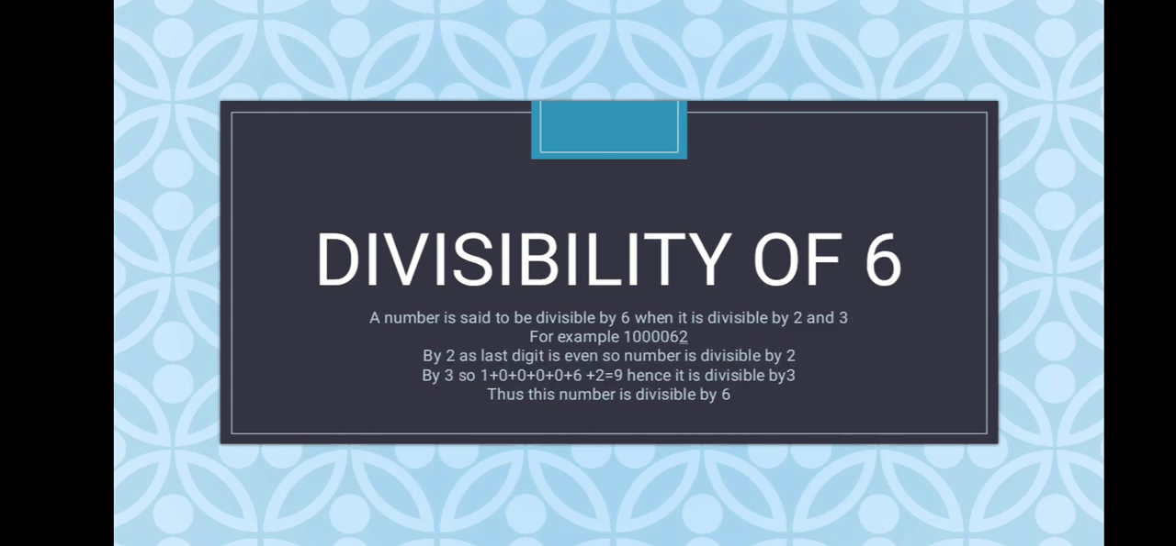Divisibility rule of 6. A number is said to be divisible by 6 when it is divisible by both 2 and 3. For example, 1000062. By 2: as the last digit is even, it is divisible by 2. By 3: if we do so, 1 plus 0 plus 0 plus 0 plus 0 plus 6 plus 2 is equal to 9. Hence, it is divisible by 3. Thus, this number is divisible by 6.